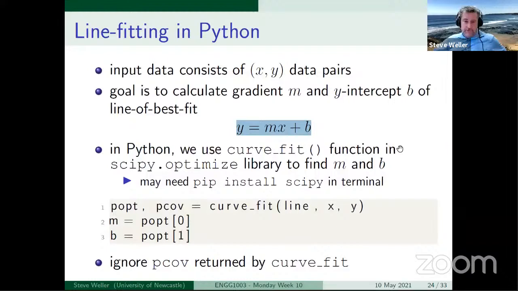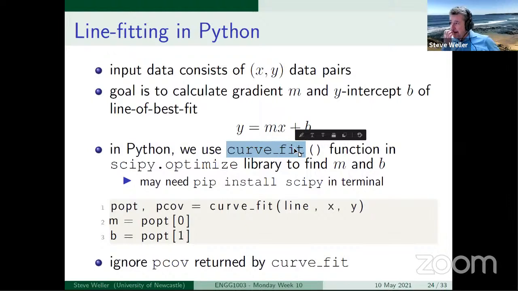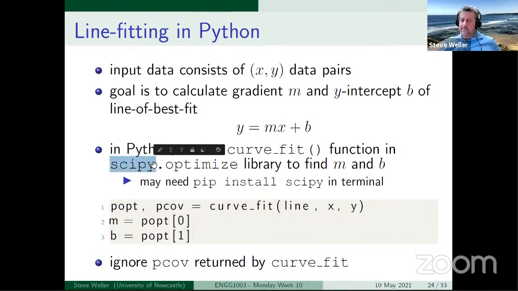Now, there's a number of tools available to us in different Python libraries. The one that I've chosen is called curve_fit. It does what we need to do. It's also more flexible, and it can be extended to other forms of best fit should we ever need them. The curve_fit function is inside what I'll call the SciPy library, some people call it Skippy, and the optimize module inside it.